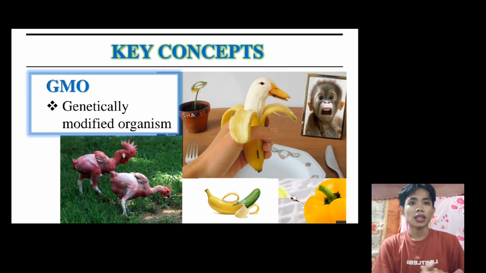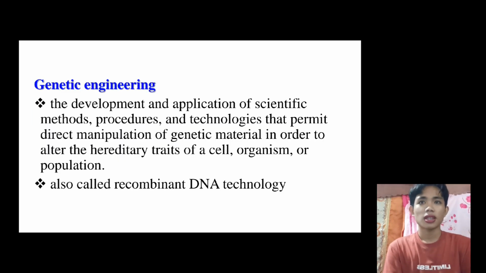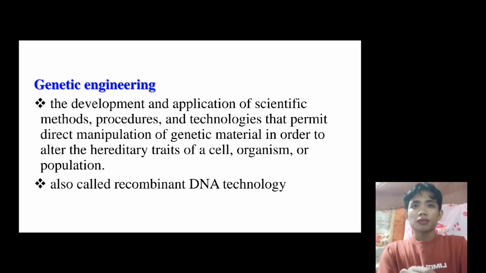Key concepts of genetically modified organisms. Genetic engineering: the development and application of scientific methods, procedures, and technologies that permit direct manipulation of genetic material in order to alter the hereditary traits of a cell, organism, or population, also called recombinant DNA technology. Genetic engineering, also known as genetic modification, is the science of directly altering an organism's DNA to change its traits or functions.